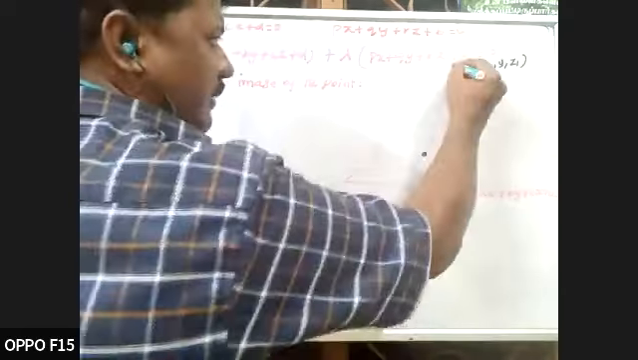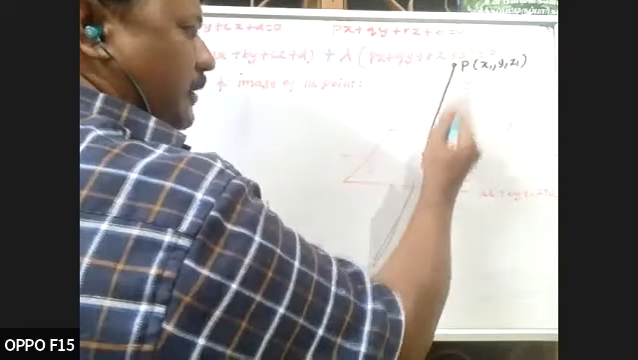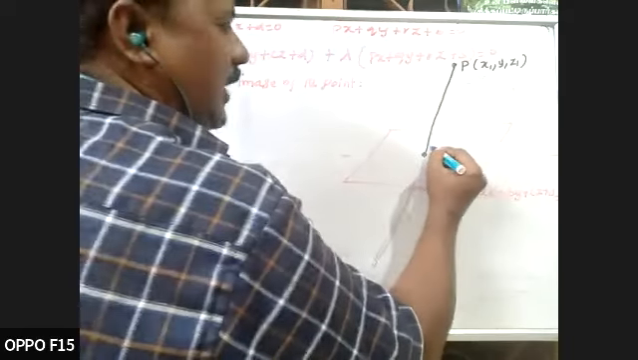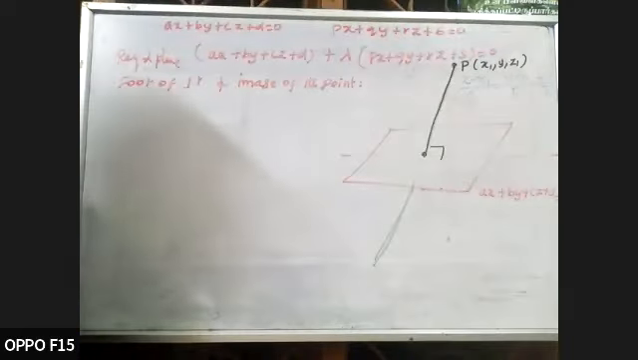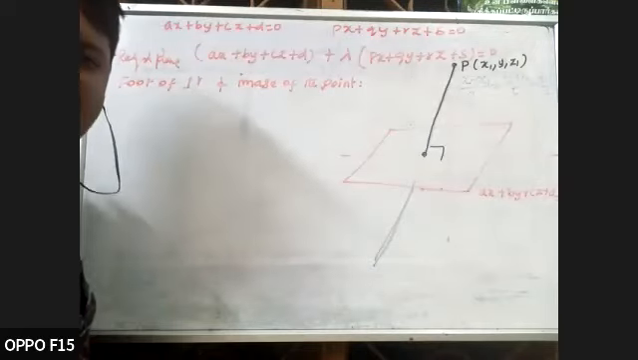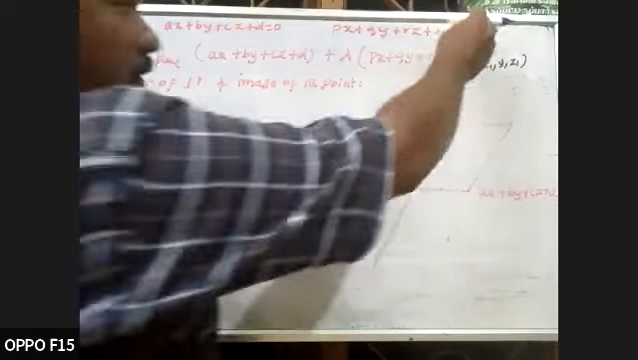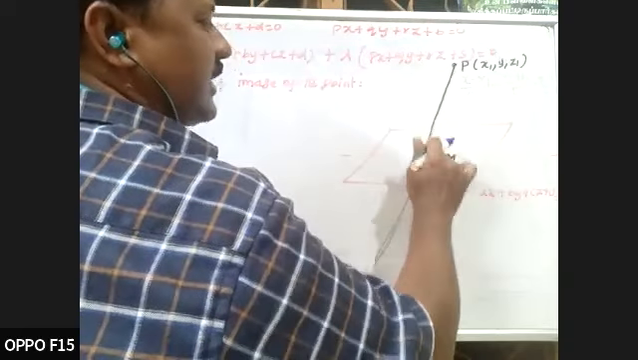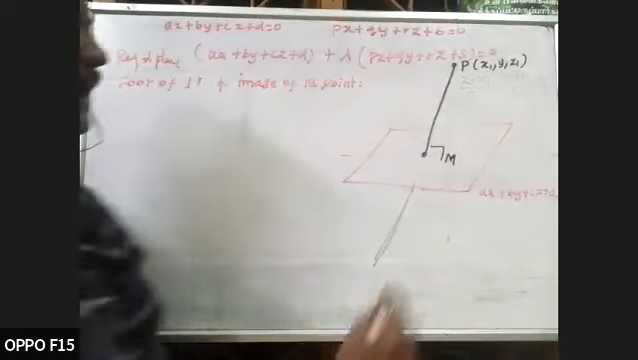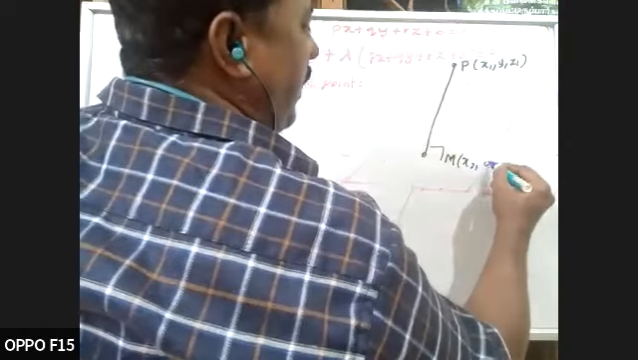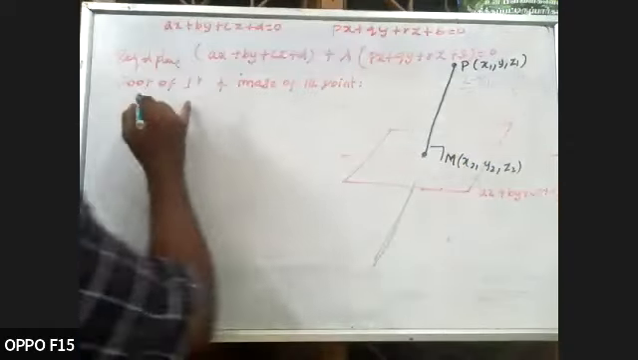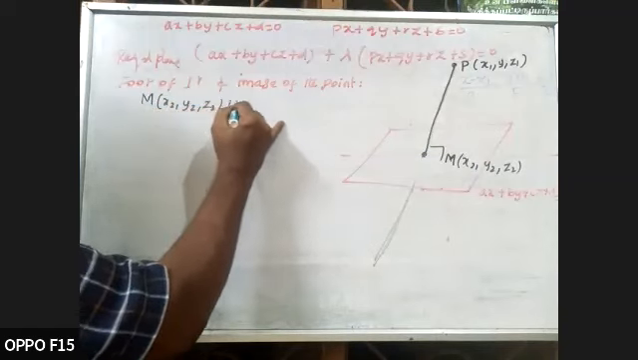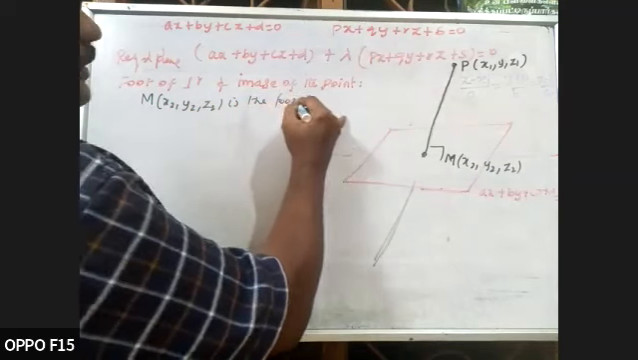Now this line bisects the plane perpendicularly. The angle at the position where the plane and your line intersect is 90 degrees. So it bisects perpendicularly. This point we call M, and that is called the foot of perpendicular. And the point I can take as x2, y2, z2. So as a first step, I can say M of x2, y2, z2 is the foot of the perpendicular.